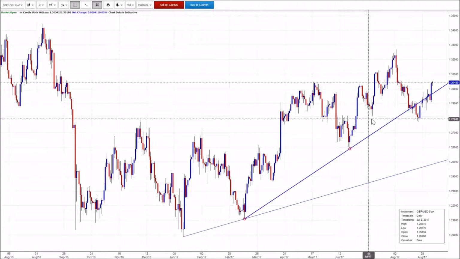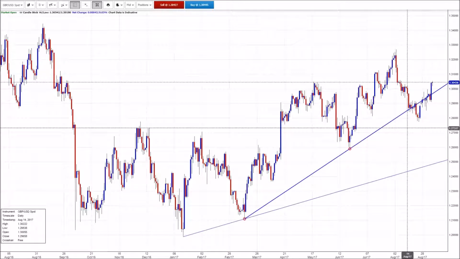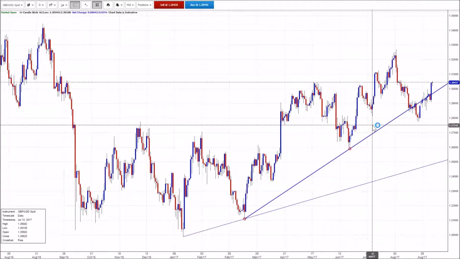But support at 128, which it did push through. So there's an example there. If you'd have bought into that weakness, you may well have been stopped out. So even if you set stops in the correct place, you can still get stopped out now and again. It's not perfect, but I think you give yourself more of a chance.